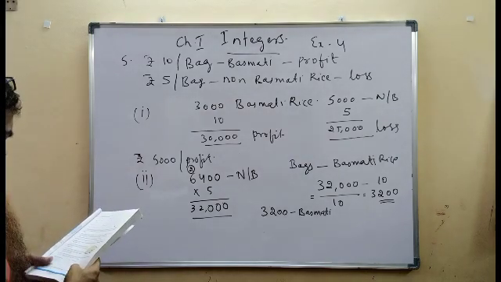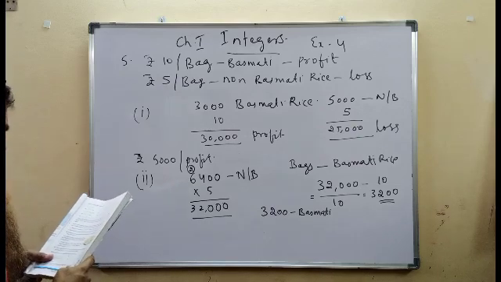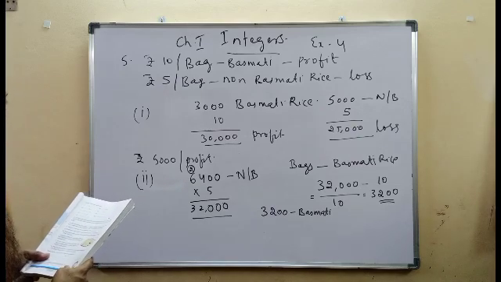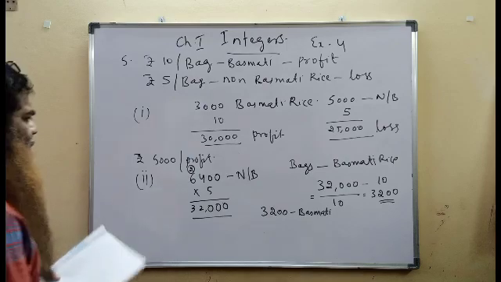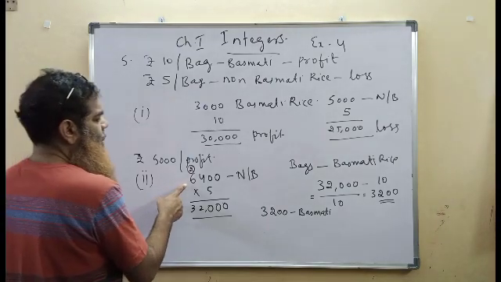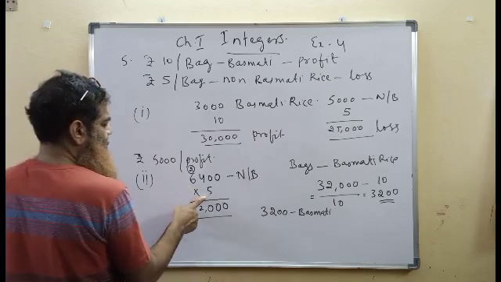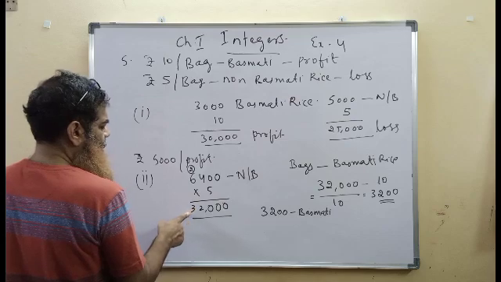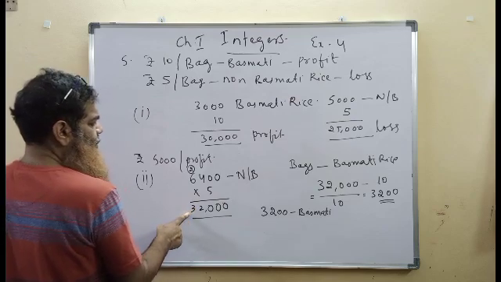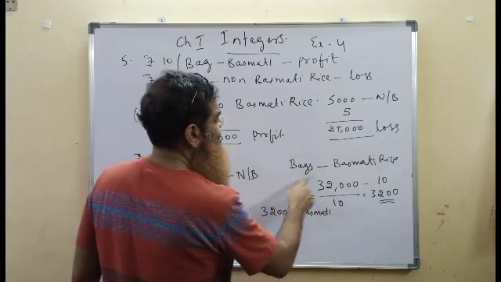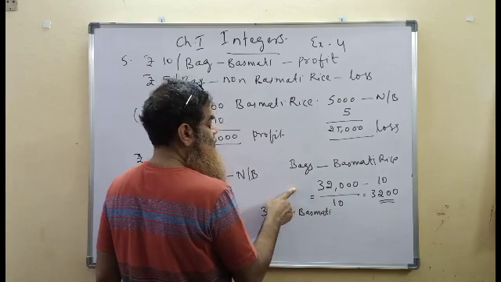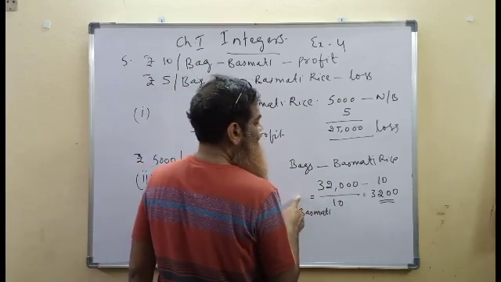And he sells, what is the number of basmati rice bags he must sell to have neither profit nor loss? If the number of bags of non-basmati rice sold is 6,400, given at a loss of 5 rupees per bag, the total loss is 32,000 rupees. Now how many bags of basmati rice does he need to sell to cover up that much loss?